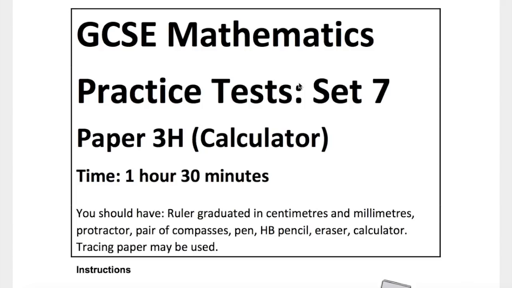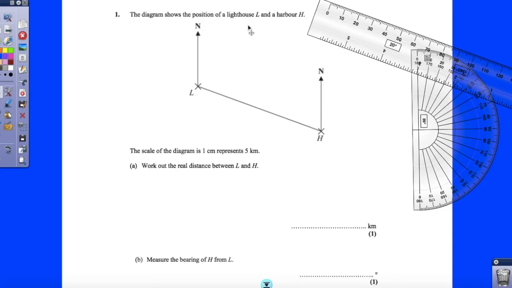So without further ado, let's get straight into the questions. Question 1 says the diagram shows the position of a lighthouse L and a harbour H. The scale of the diagram is 1 centimetre represents 5 kilometres. Work out the real distance between L and H.